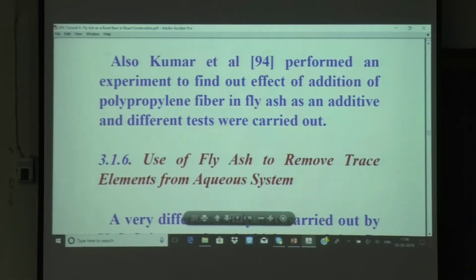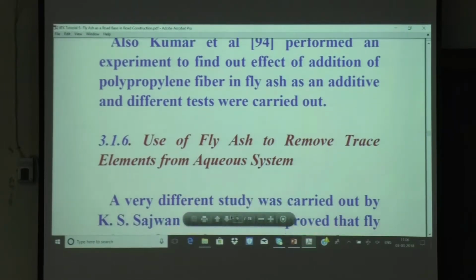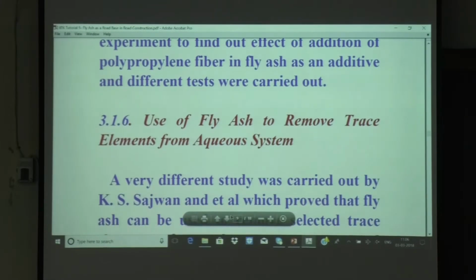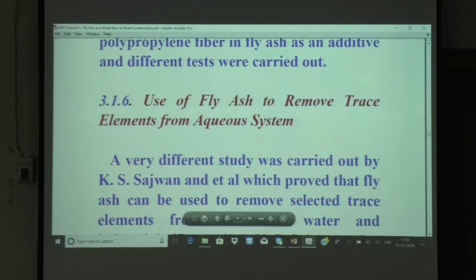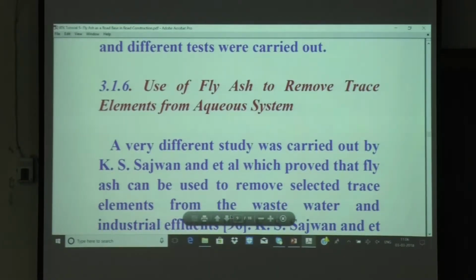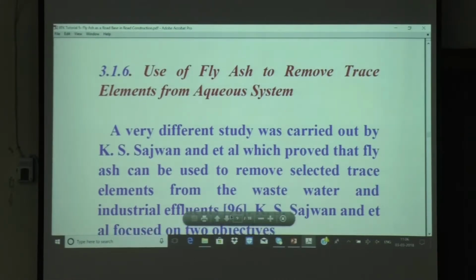Now coming towards the other aspect of use of fly ash, which is use of fly ash to remove trace elements from aqueous systems. That is quite something useful. So fly ash has ceramics and things like that, and in aqueous systems often there are a lot of impurities, also a lot of health hazards.